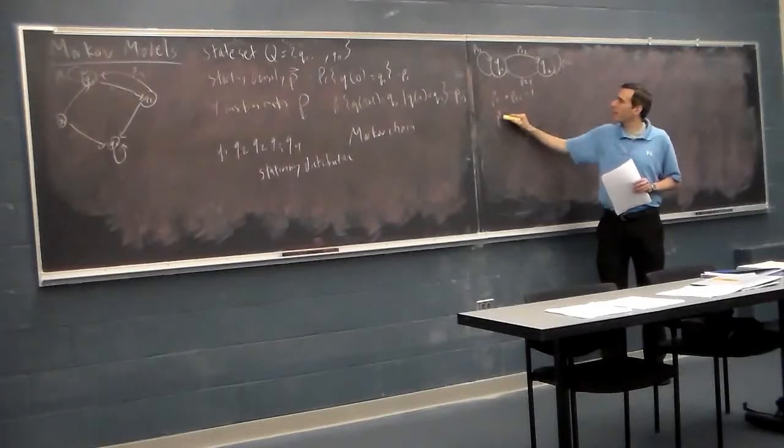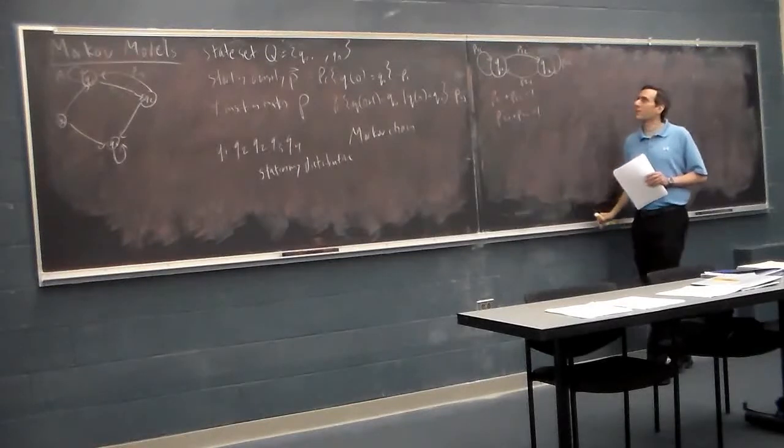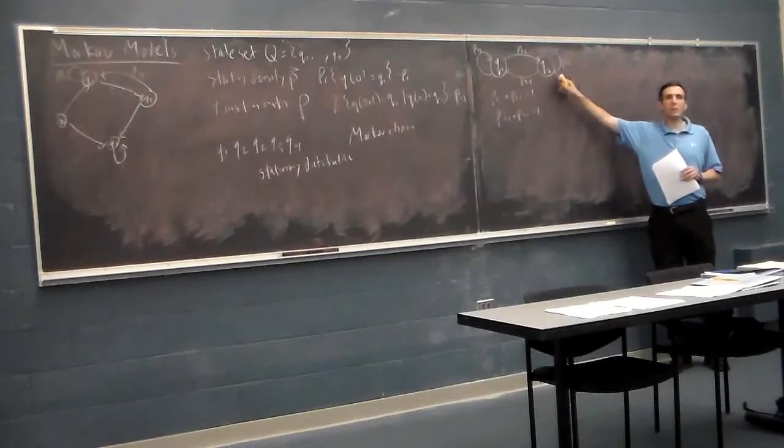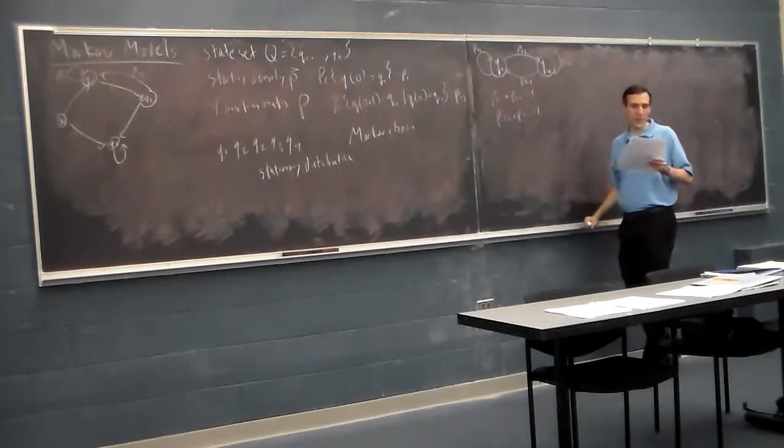And we would also have to have that P21 plus P22 equals 1. So if you're in state 2 with probability 1, you must go to some neighbor of state 2 on the next step, and likewise for state 1.